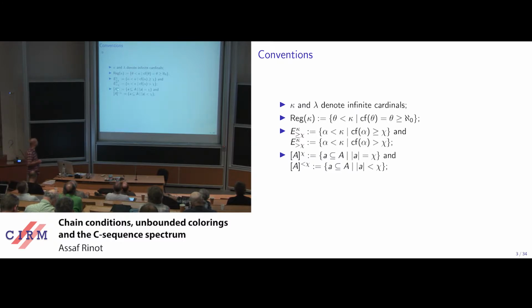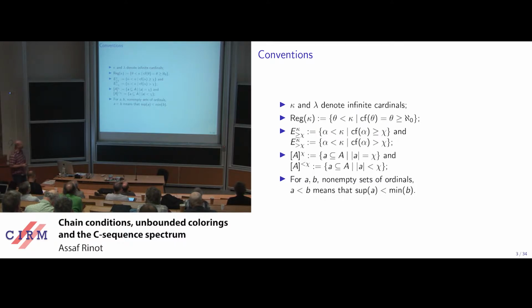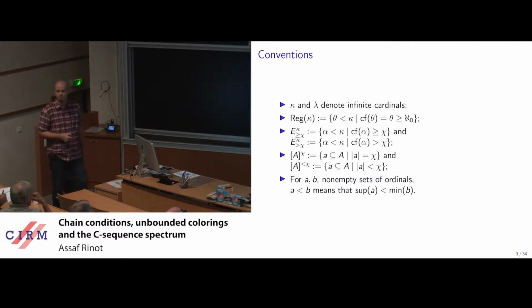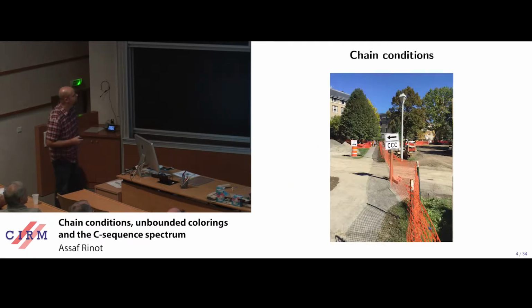[A]^chi is the set of subsets of A of cardinality exactly chi, and the same definition is valid for strictly smaller than chi. And finally, for non-empty sets of ordinals A, B, we write A < B just to mean that the sup of A is below the min of B.